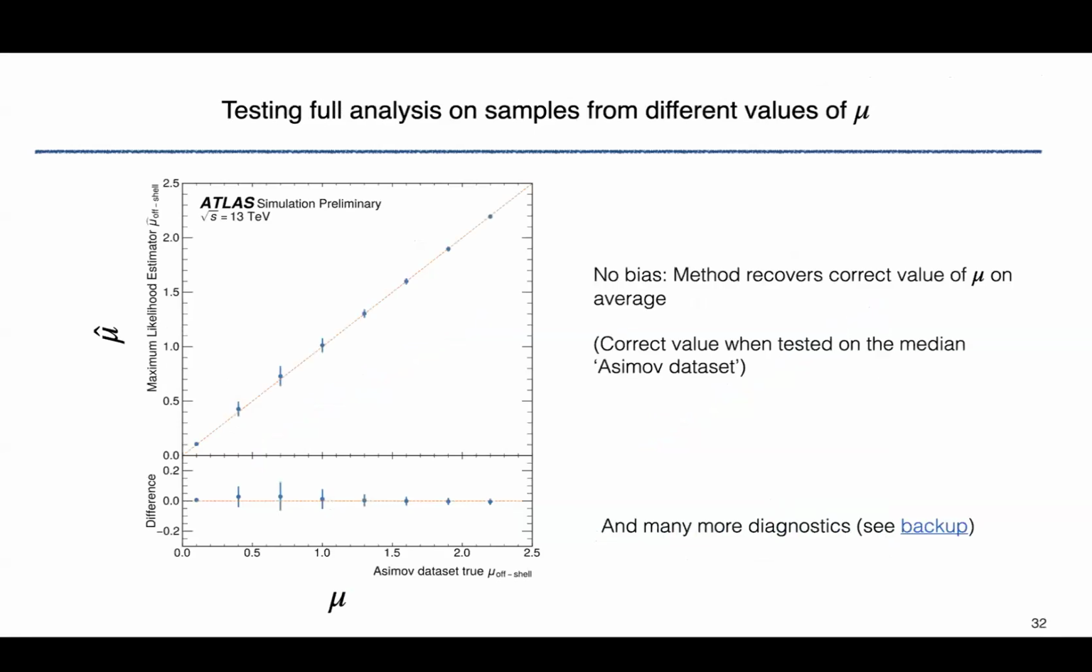Then you want to run the whole analysis on test data sets where you know the true value of mu, and you test it at different points. So let's say 0.1, 0.9, 4, and so on. And each time you see what your maximum likelihood estimate is going to be. And you want it, again, to follow this diagonal line. So whenever the true value is 1, you want the maximum likelihood estimate to also be 1. And so we do see that, so that's good.